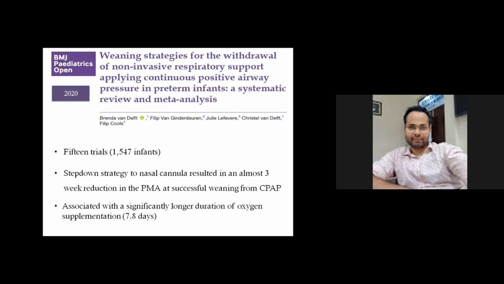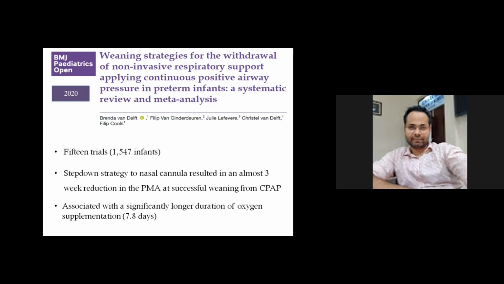Then this was one of the recent articles, weaning strategies for withdrawal of non-invasive respiratory support, applying continuous positive airway pressure in preterm infants. It involved 15 trials, and they considered 3 strategies for weaning: sudden weaning, gradual weaning, and interval weaning. With sudden weaning, they suddenly stopped the respiratory support. With gradual weaning, they tapered the respiratory support slowly, and with interval weaning, they would give specific time intervals such as 12 to 24 hours off and continue the intermittent respiratory support.